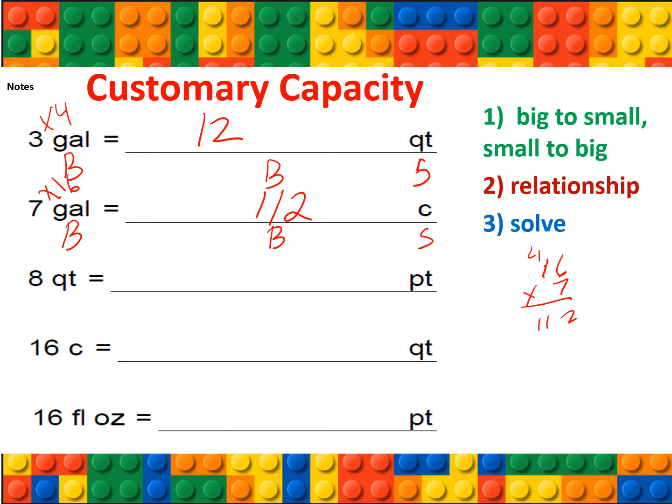Quarts to pints. Quarts are the big unit, pints are the small unit. So on this side, I need a B, this side, I need an S. So I'm looking for a big number. That means I multiply. How many pints in 1 quart? According to the big G, we have 2 pints per quart. So then 8 quarts gives me 16 pints.